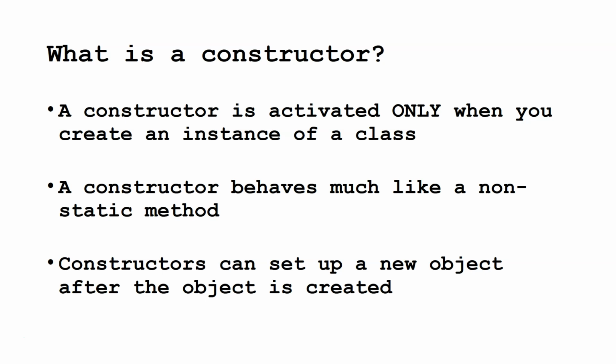If you run a main method in a class, or you access a static method from the class itself, that does not make a constructor run. Only when we create an object, also called an instance of a class, does the constructor run. Second, a constructor behaves much like a non-static method. Third, constructors are used to set up a new object after the object has been created.